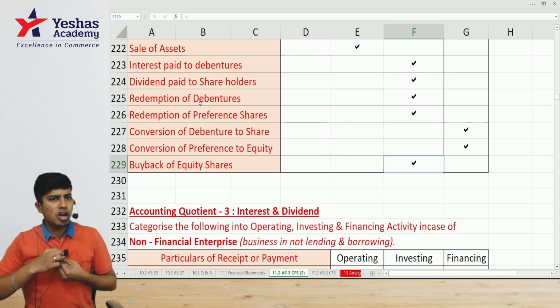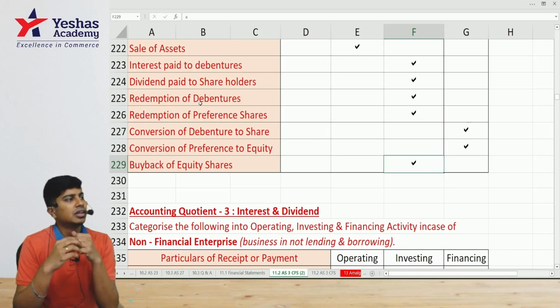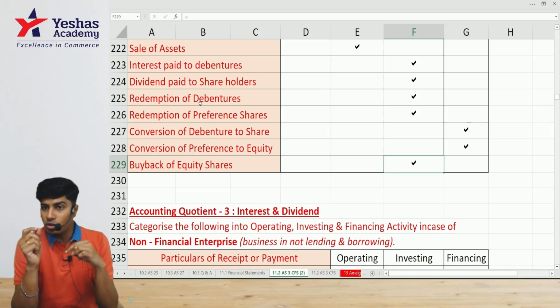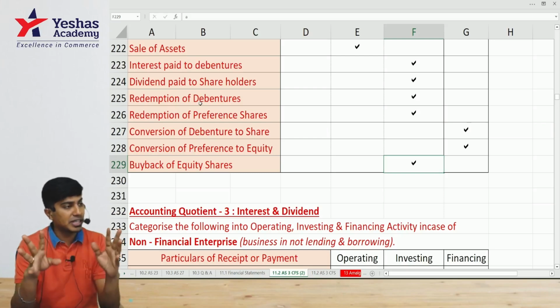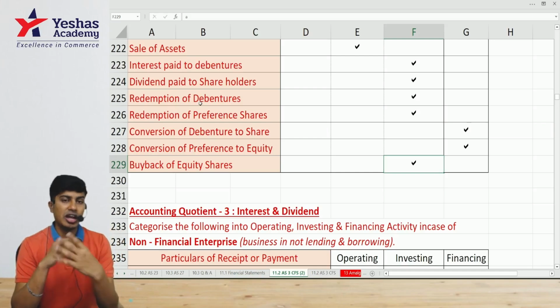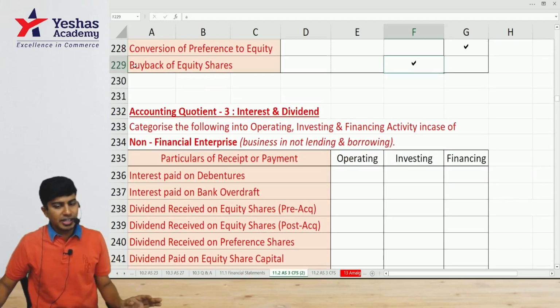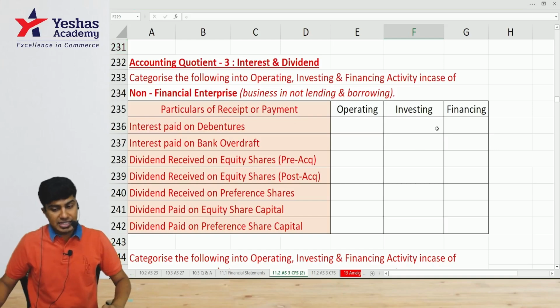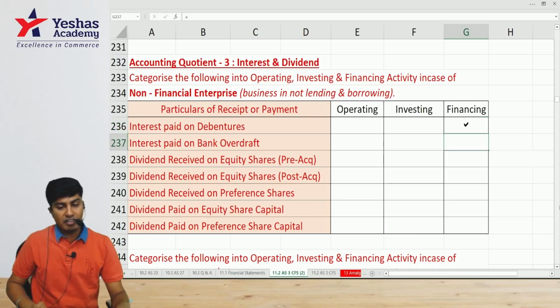Throughout, we spoke about an entity which is not in the business of financing. It is a non-financial enterprise. I am a manufacturing entity or a trading entity. I either manufacture a product and sell, or I am buying goods and selling goods. So I am not in the business of money. In that case, interest paid on debentures is a financing activity. Interest paid on bank overdraft is a financing activity. Interest received on equity shares.